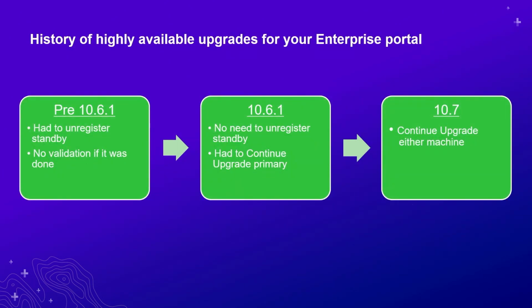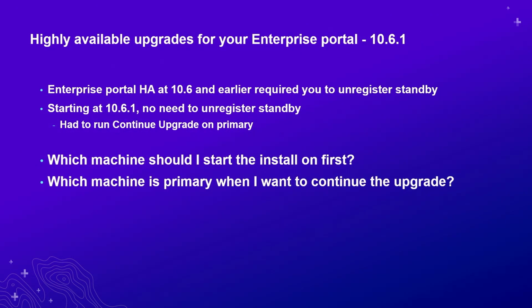So let's look a little bit at a highly available upgrade of portal. Prior to 10.6.1, you needed to unregister your standby. Starting at 10.6.1, you no longer needed to unregister the standby, but you had to run the continue portal upgrade on the primary environment. This caused a little bit of confusion. Which machine should I start the install on first? What if it causes a failover? I don't know who primary is. How do I figure out who primary is?